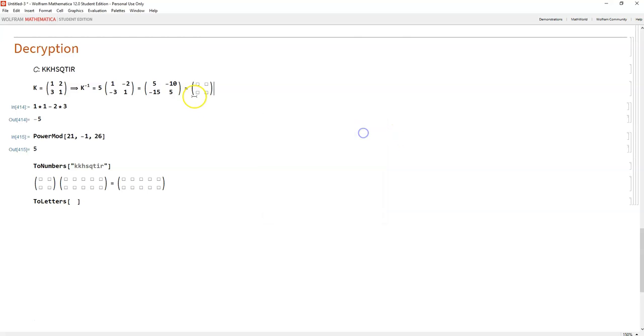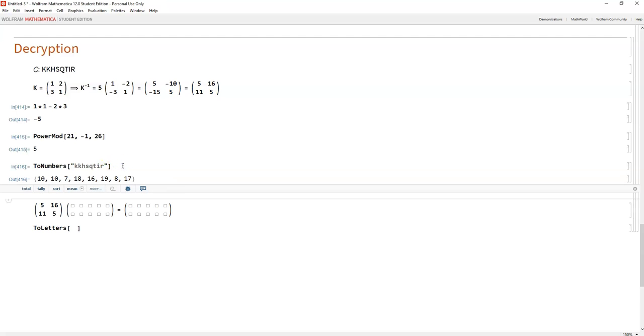2 rows. All right. Okay, so the 5 and the 5 clearly don't change. Negative 10 plus 26 is 16. Negative 15 plus 26 is 11. All right, so this is the inverse of K, and that's the matrix I am going to use in order to do the decryption. Now, one of the reasons that I might not have reduced it mod 26, because I could have done that at the end, it might be easier to multiply by negative 10 than positive 16. We'll see.